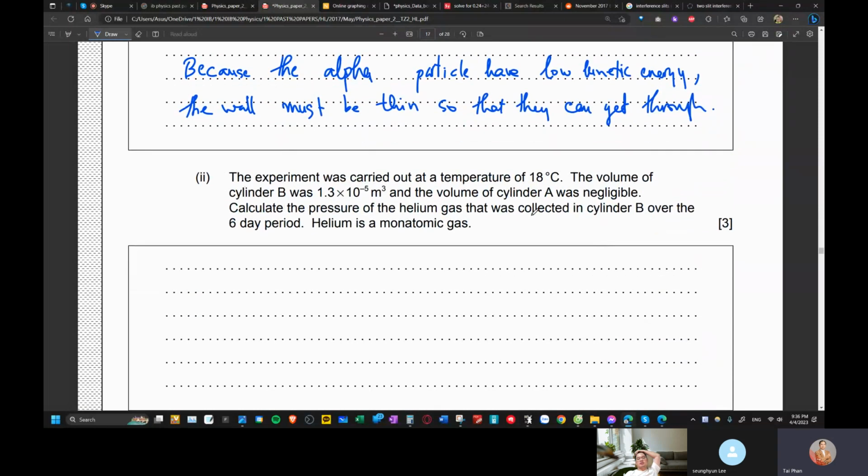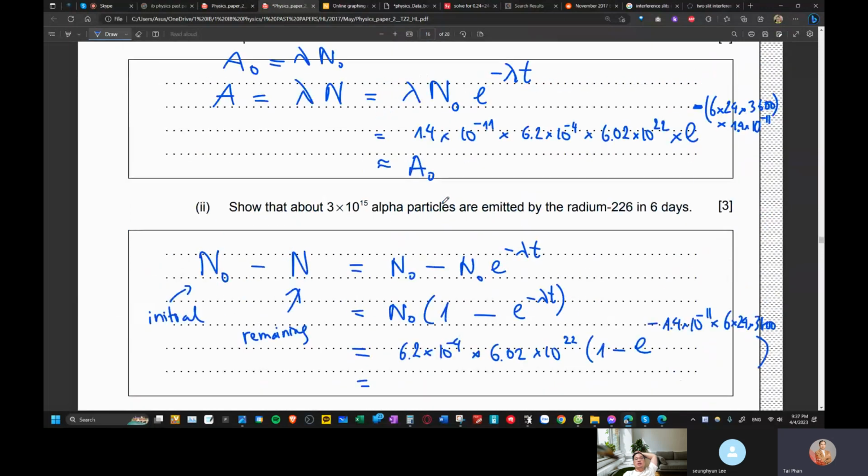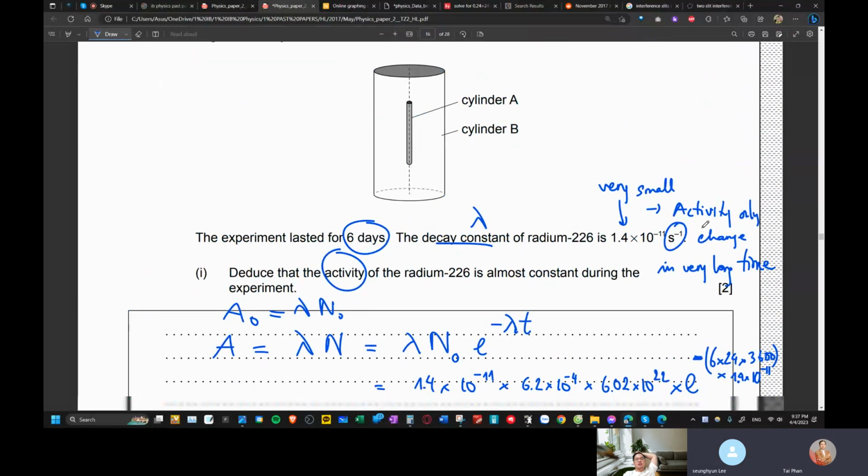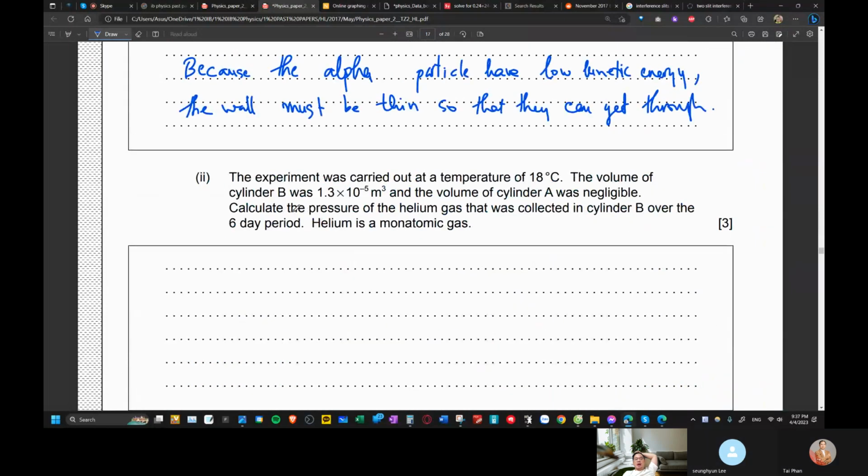The experiment was carried out at a temperature of 18 degrees. The volume of cylinder B was small, and the volume of cylinder A was negligible. The thing inside A is very small compared to B. Calculate the pressure of the helium gas that was collected in cylinder B over a 6 day period.